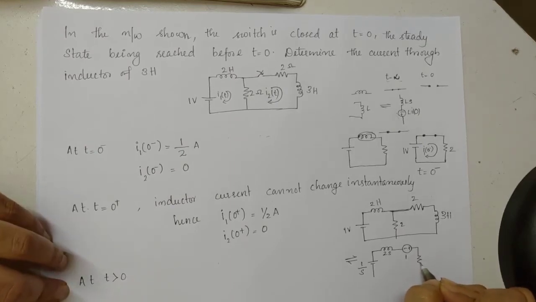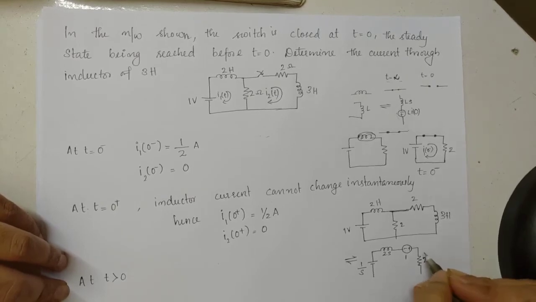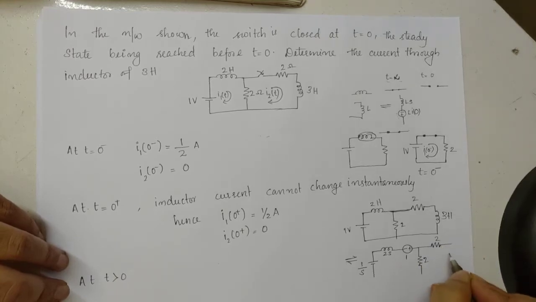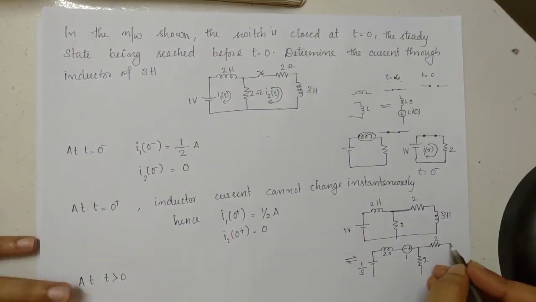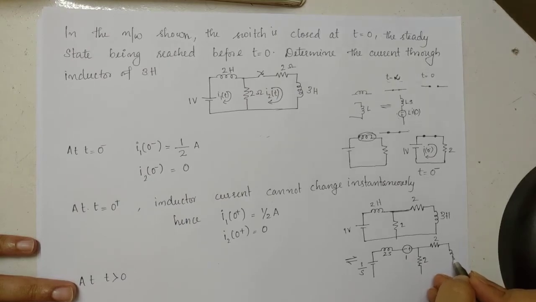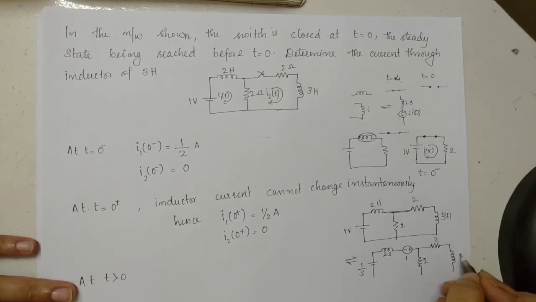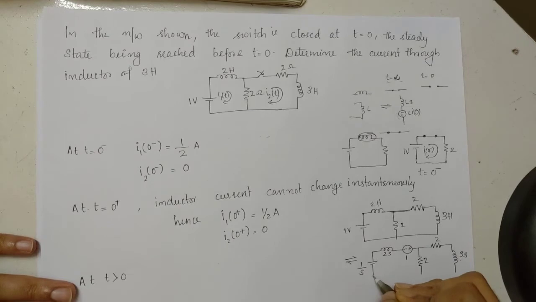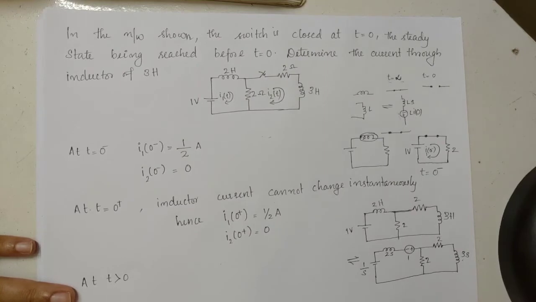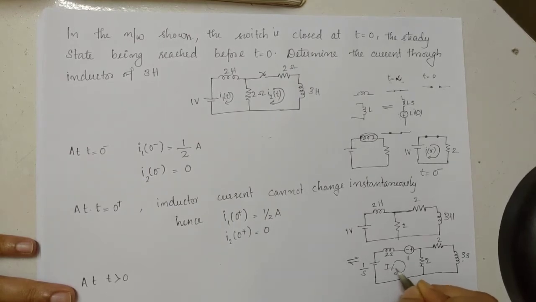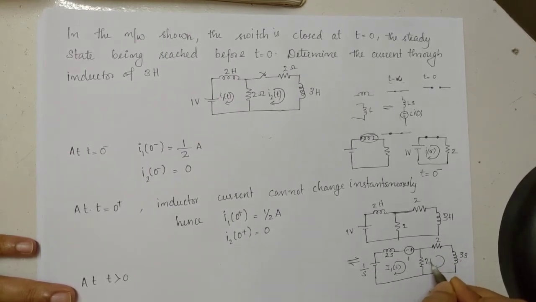Now we have to transform the other inductor. The 2 ohm is the same. The 3 henry inductor becomes 3s. I of 0 there is 0, so there is no source there. So this is our transformed circuit. The current flowing here is I1 of s and the current flowing here is I2 of s.